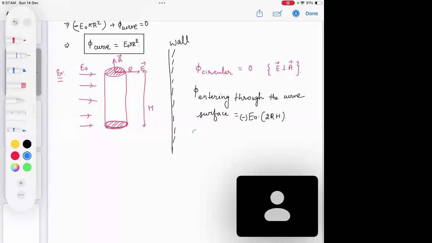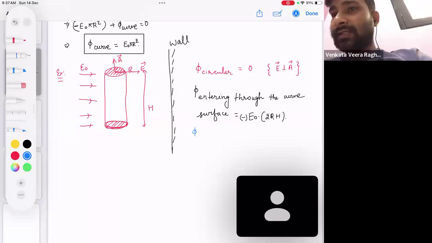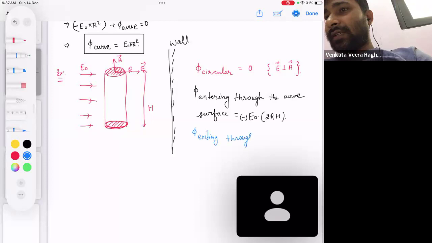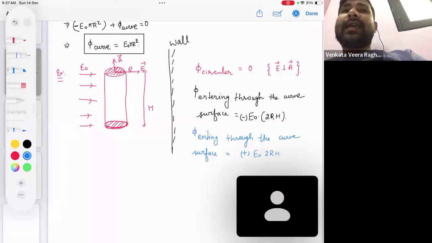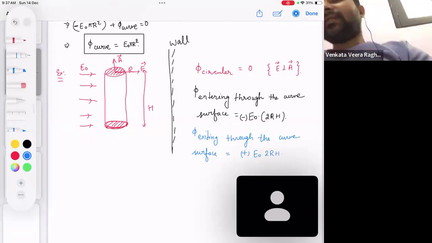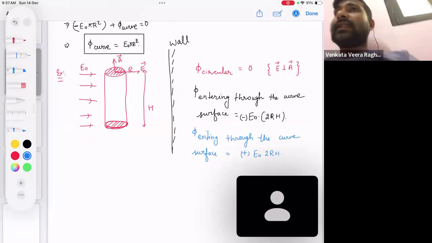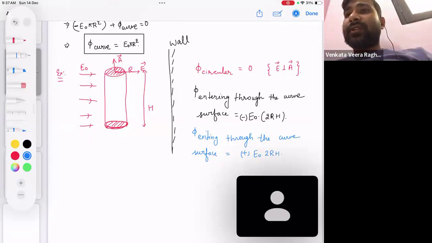And flux exiting through the curved surface, how much is it going to be? Can I write the same thing? But this time I will write it plus, na? Because it's exit flux. Exit flux is positive. Entering flux is what? Negative. Please tell, are these things clear about the flux calculation?